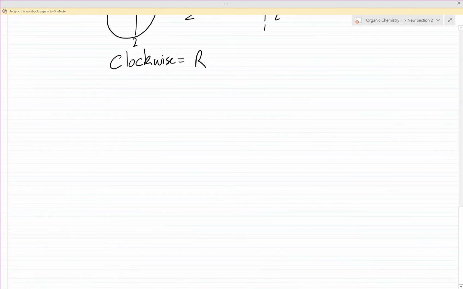Let's try one more so we can see what the counterclockwise looks like. This one looks similar to the one on top, except I switched the bromine out for chlorine, and I put it on a dash instead of a wedge. We know that this position, or this carbon, is chiral. We also know that it has a hydrogen coming in the front or the wedge position.